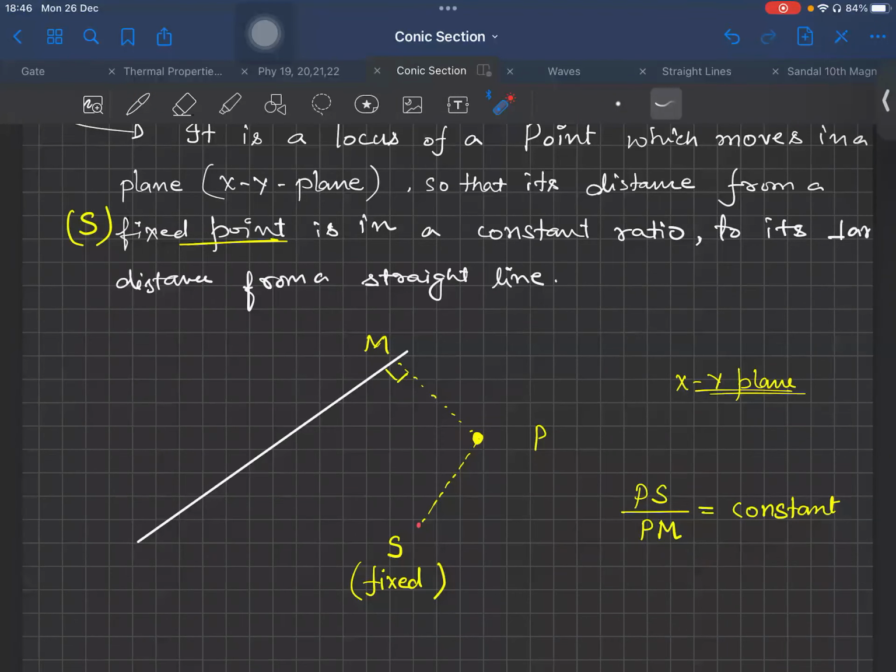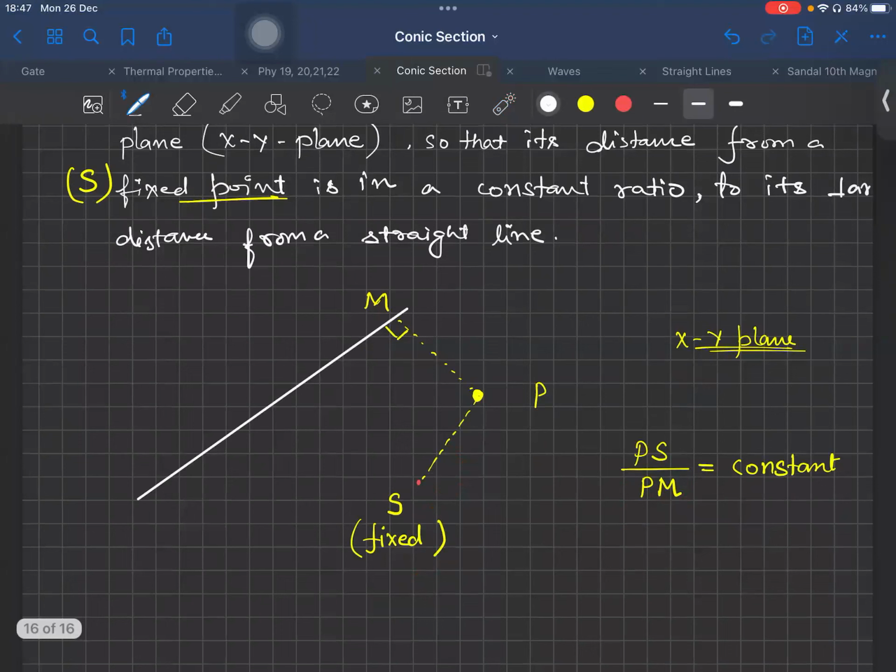Okay, it depends upon how it moves. Or it can move in a circle, it can move in some way, we don't know. But if the ratio of PS to PM is a constant, then we can say that it's a conic section. So it is a conic section. And this ratio is also called eccentricity, E. Okay. It is called E, eccentricity, we'll see that later. Okay, PS upon PM is equal to constant. And this fixed point is called focus.